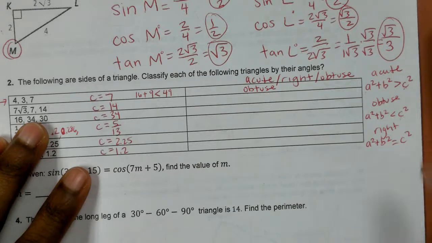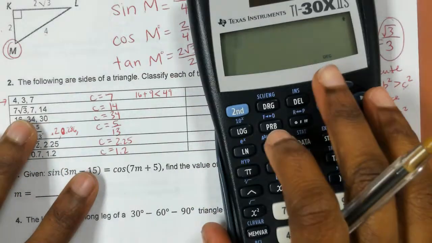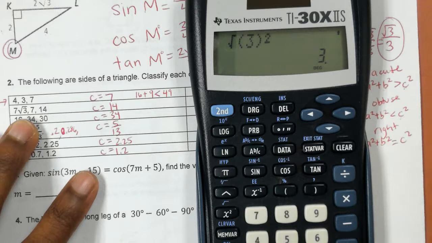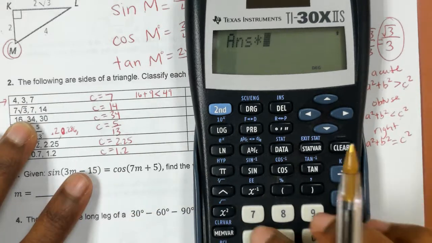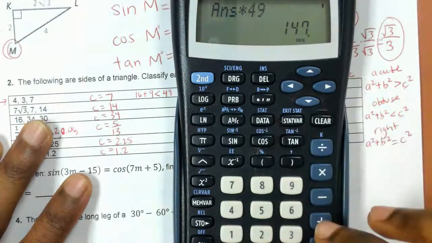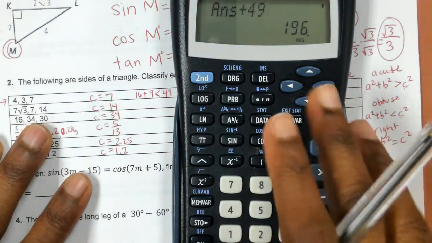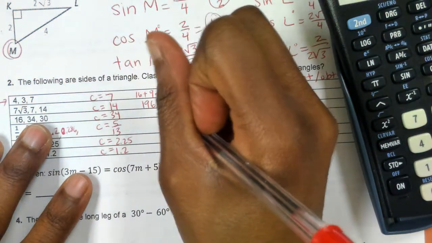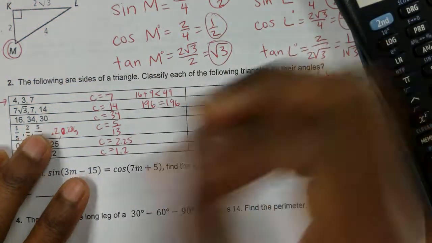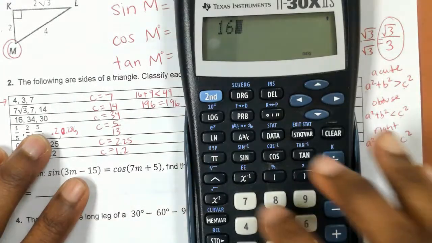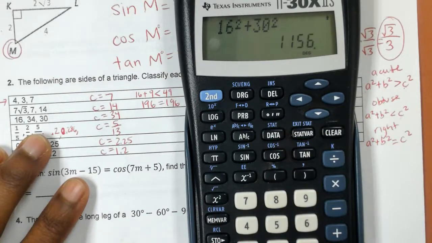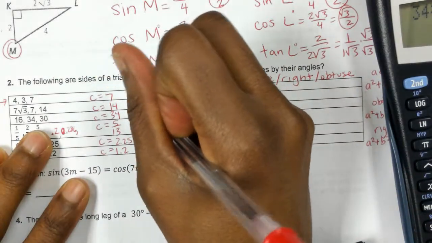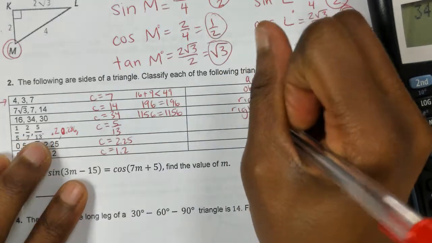Second one, if you do 7 radical 3 squared, let me just show you. If you take the square root of 3 and square it, it comes out of the radical, so it's just a 3. 7 squared is 49, so we're doing 49 times 3, which is 147, plus 49, which is 196. It's equal to 14 squared. So 196 is equal to 196, so this one is a right triangle. Okay, 16 squared plus 30 squared is 1156. 34 squared is also 1156. We got them to be equal again, so it's a right triangle again.